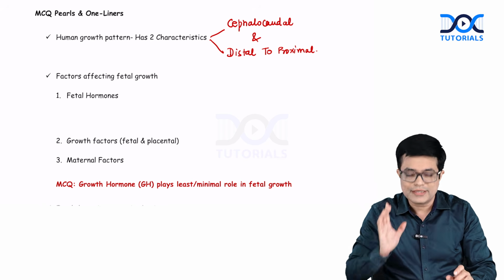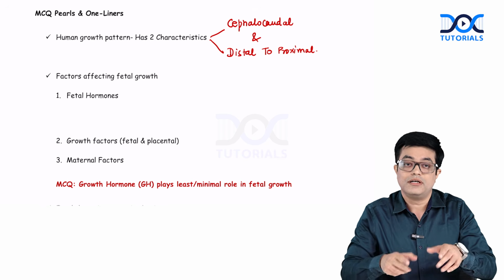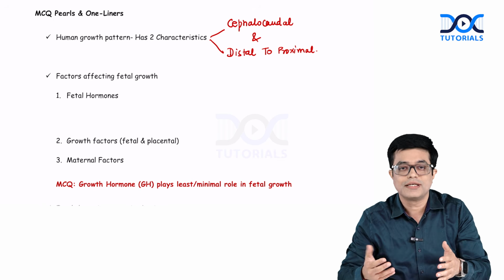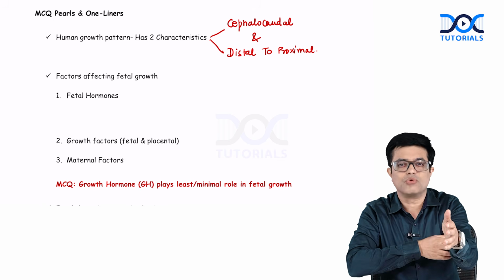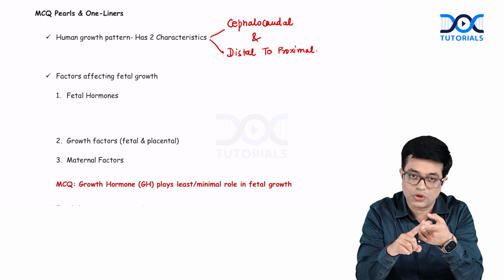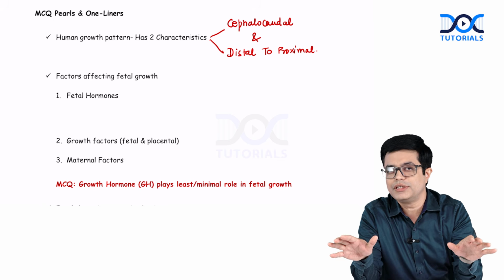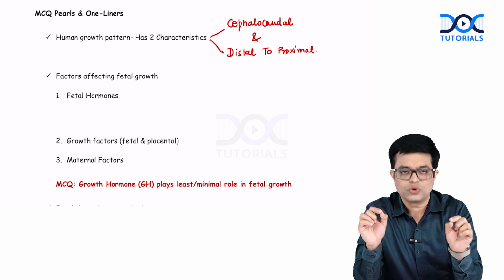Second is limbs. When you talk about the limbs, it is reverse. The distal part grows first compared to the proximal part. What it means is the fingers and palm elongate first, followed by forearm, followed by arm. So this type of pattern is called distal to proximal. You can get an MCQ in the exam: which of the following is true regarding human growth pattern.